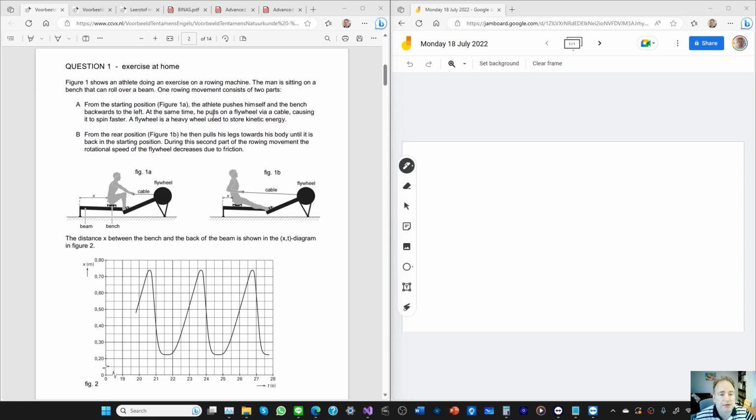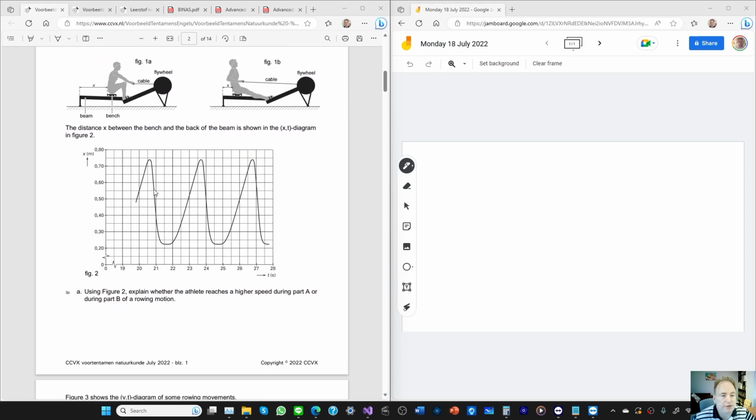At the same time, he will pull on the flywheel via this cable, and that makes this flywheel spin faster. It's a heavy wheel used to store kinetic energy. From the rear position, he will then pull his legs towards his body so that he's back in the starting position. And during this part, the rotational speed of the flywheel decreases due to friction.